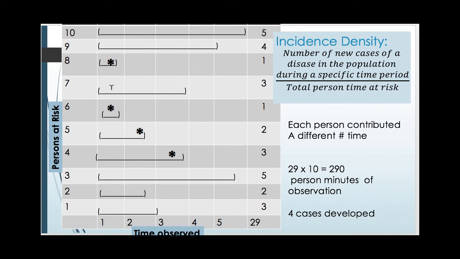Person number 7 went for 3 minutes. Person number 6 had a headache in the first minute. And so on. So you can see that we still had our 4 events, but instead of using as your denominator the total number of people in the study, you use the total time each person contributed to the study. So person number 1 contributes 3 minutes.